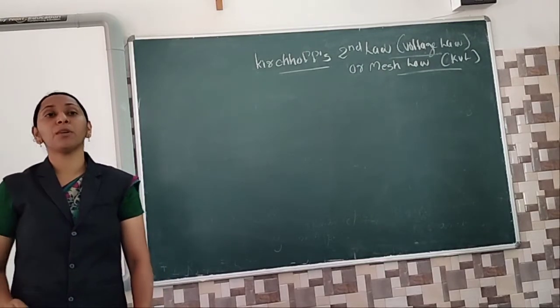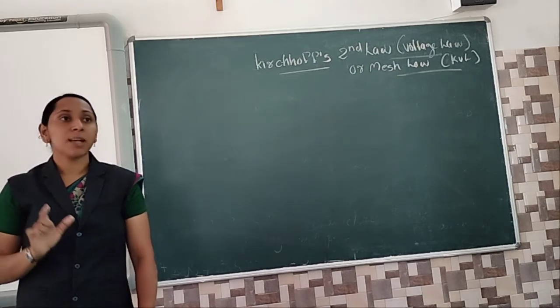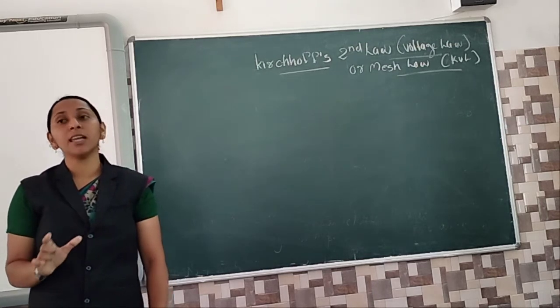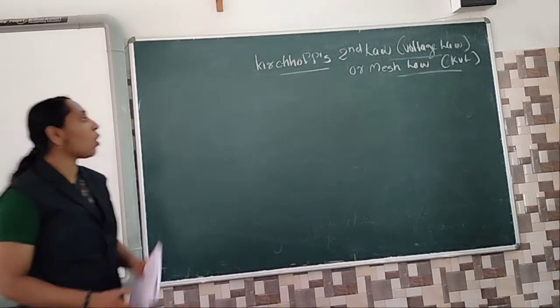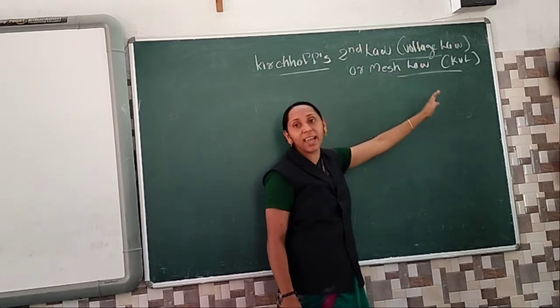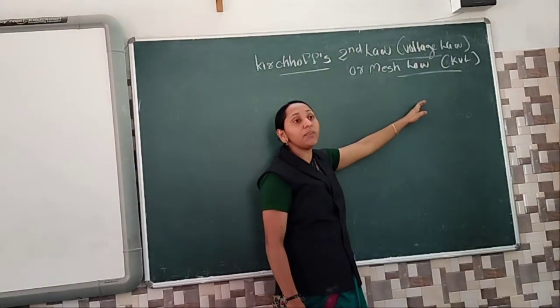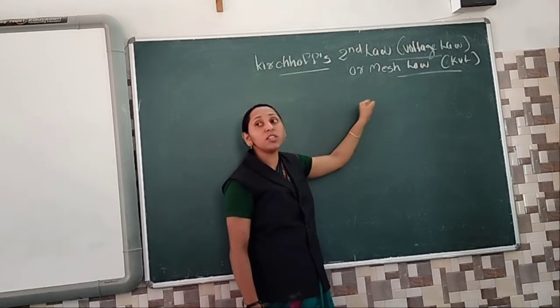Again, an important topic for you: Kirchhoff's second law. The first law I have already explained to you: the algebraic sum of the currents is equal to 0. Next is Kirchhoff's second law, also called the voltage law, the mesh law, or KVL. It is also called the closed loop law.